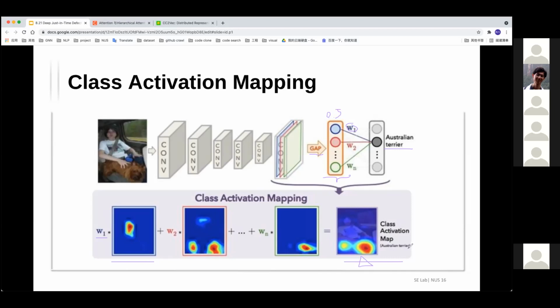Oh, by the way, do you have any questions for the audience? Yeah. Okay. But I also wasn't familiar with this technique. All right, so it's all about the GAP layer and class activation map. Okay.